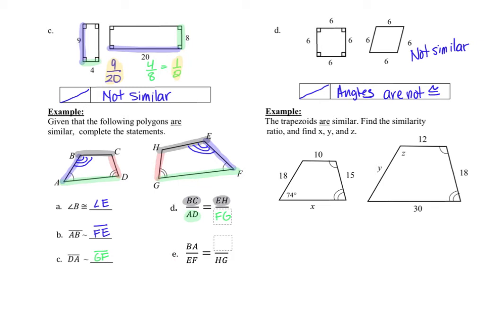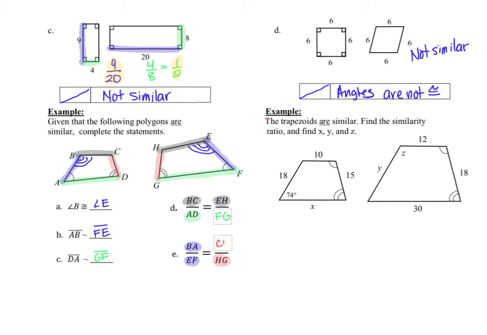Let's take a look at the next one. So now we're comparing BA, which was blue, to EF, which is also blue, but on the larger polygon. So this one is the smaller polygon, this one is the larger polygon. So now we're going to see what HG is similar to. HG is going to be similar to CD.